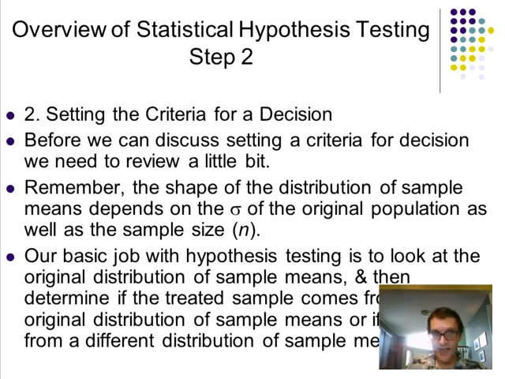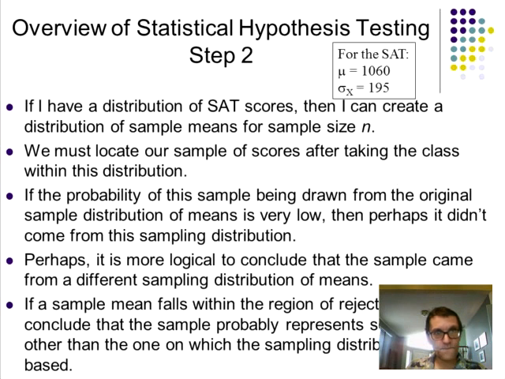All right, so now, I will explain that next time. So now, I told you I got the SATs on all the other slides. I missed that one. If I have a distribution of SAT scores, then I can create a distribution of sample means for sample size n. Okay. We must locate our sample.